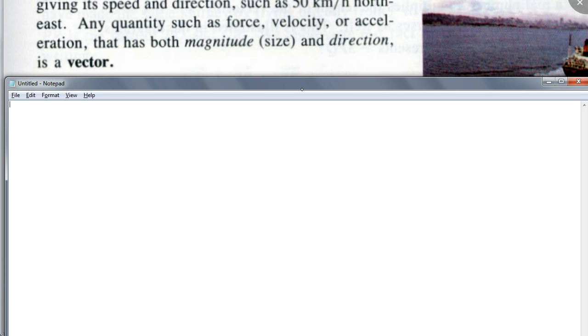Cool. So write that down. That's the definition that we're giving you. Any quantity such as force, velocity, or acceleration that has both magnitude and direction. It has to have two things, magnitude and direction. And we're going to talk a little bit more in terms of what we mean by that, okay?